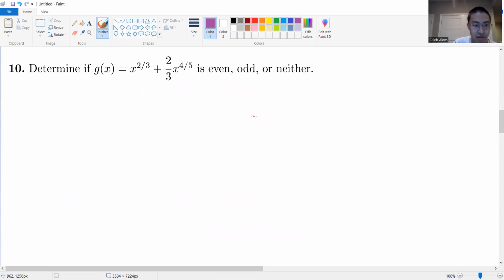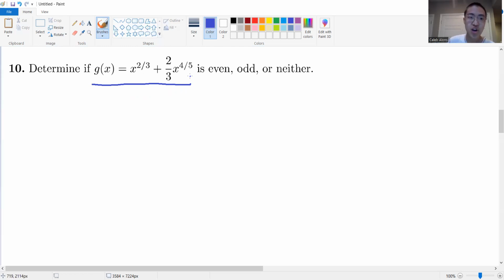And then the last question we'll do here, this is practice problem 10. Let's do this one in blue. Okay, so we've got g of x equals x to the 2/3 power plus 2/3 x to the 4/5. So we have fractional exponents here, but that's okay.